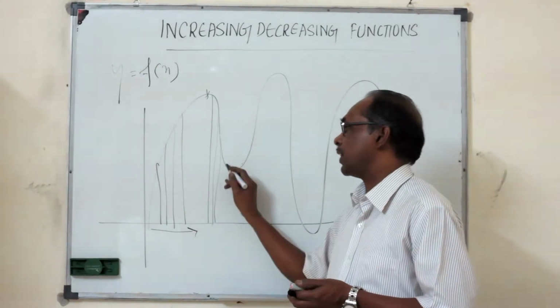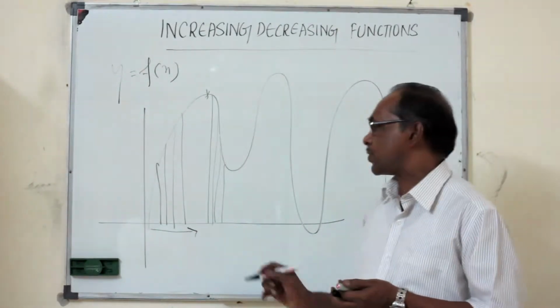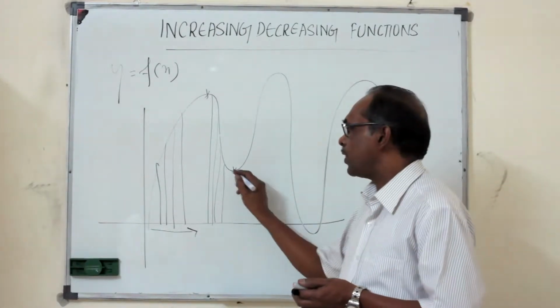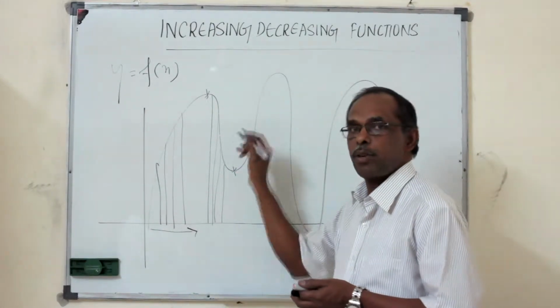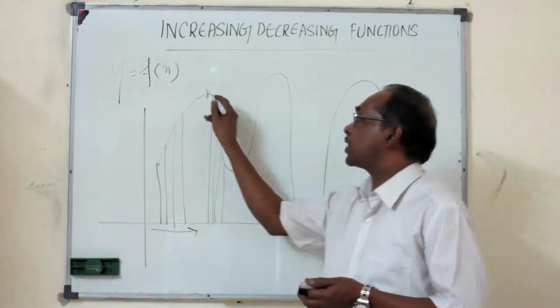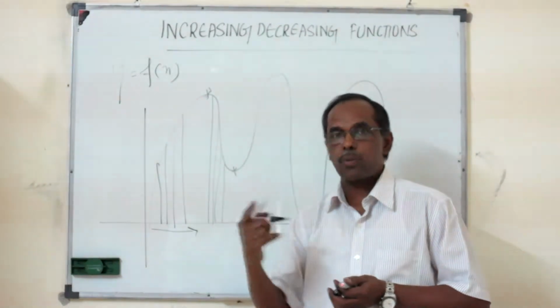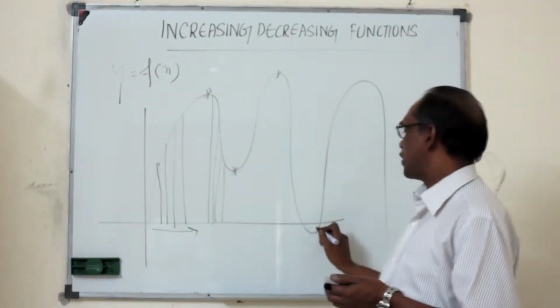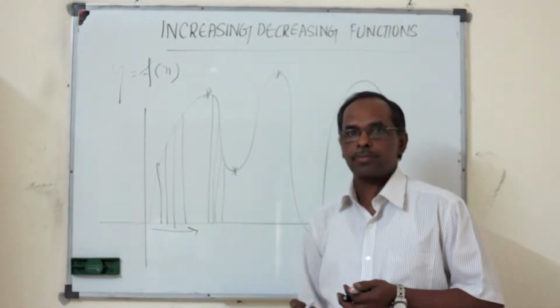Then it keeps decreasing when you are increasing the value of x. It reaches the minimum value. Then again it changes its direction. The y value changes its direction. Am I clear? So at whichever points the direction of y changes, these points are called turning points.